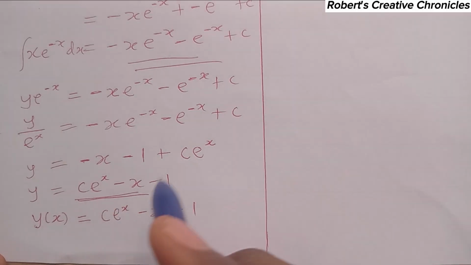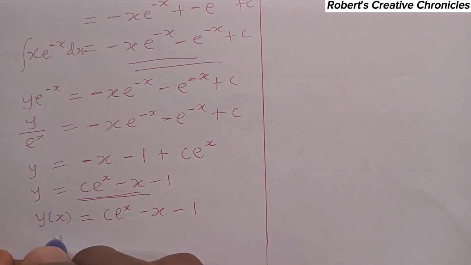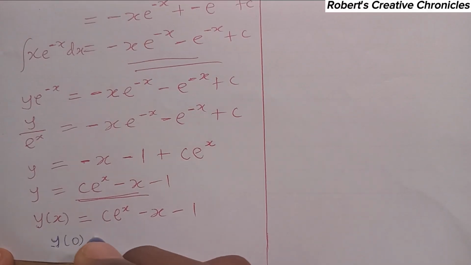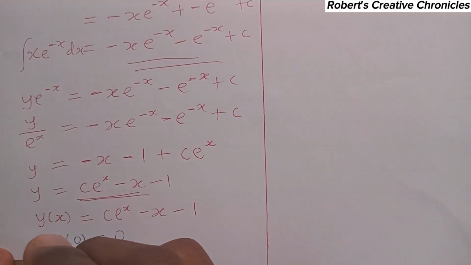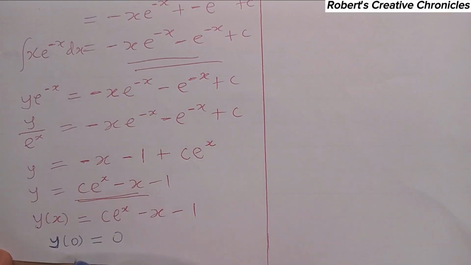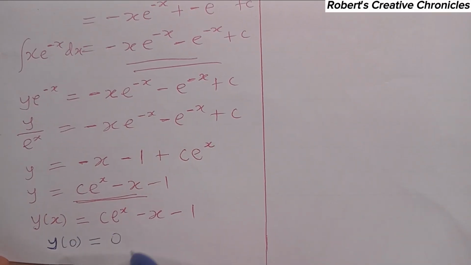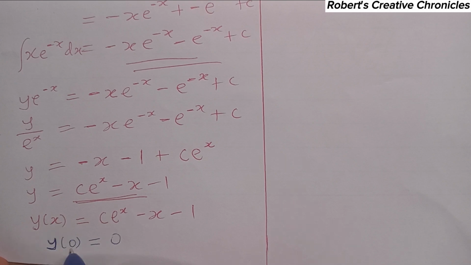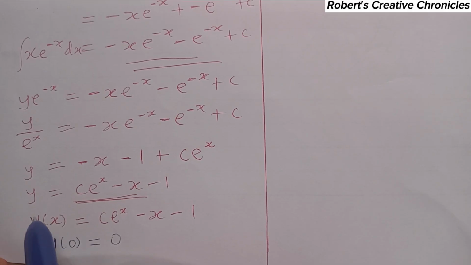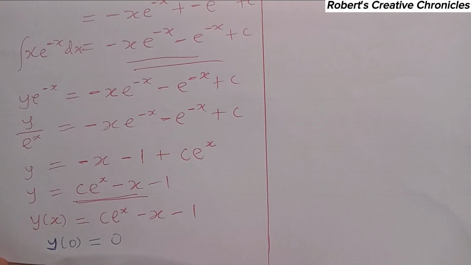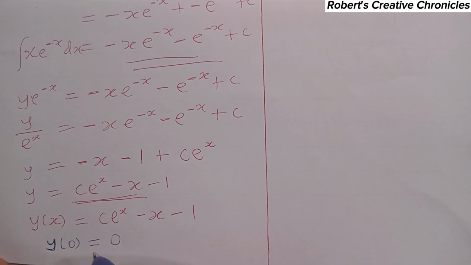Now, from the initial value problem, y(0) is equal to 0. This means that x is equal to 0, because we are finding y, which is a function, when we substitute x equals 0. That means when this happens, it is equal to 0.